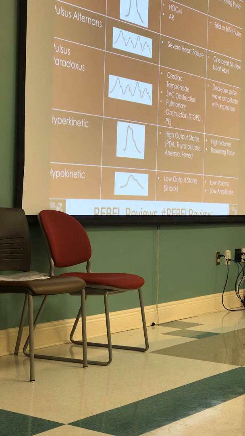Pulsus bifidus is usually this high amplitude of a pulse, and then it comes down a little bit, and then a high amplitude again. It's a really sharp pulse that comes with HOCM, hypertrophic obstructive cardiomyopathy. We talk about this. And aortic regurg can also have this.